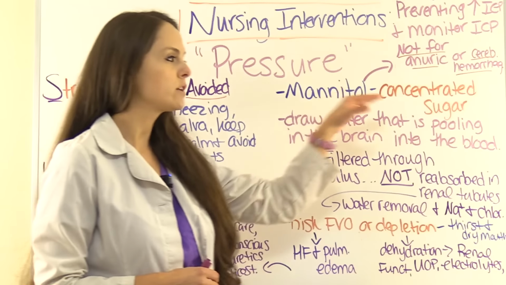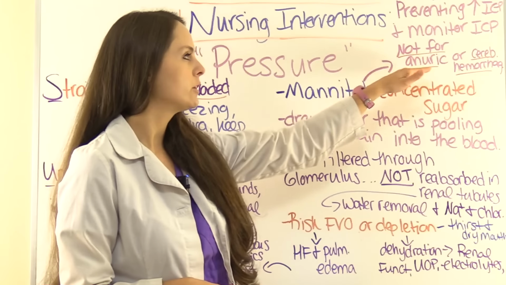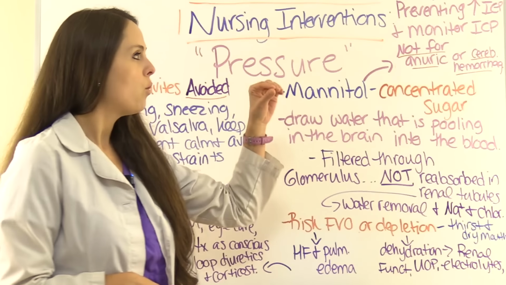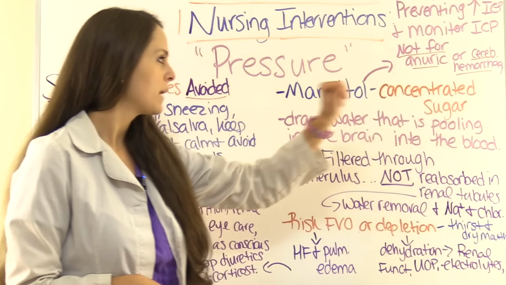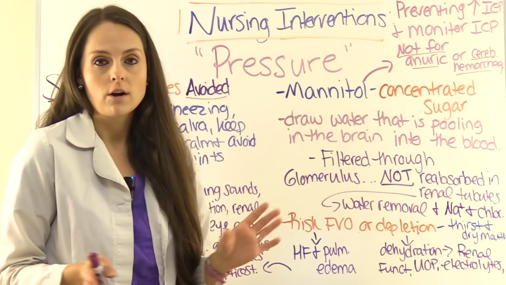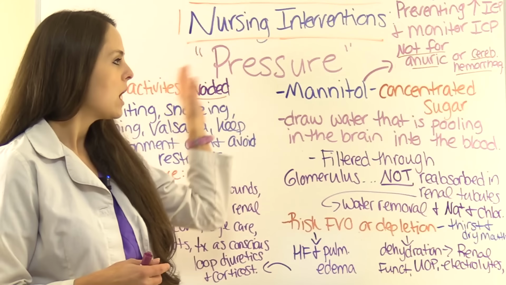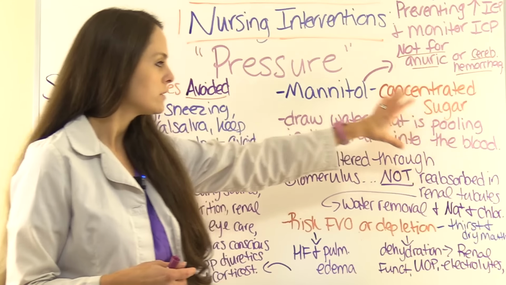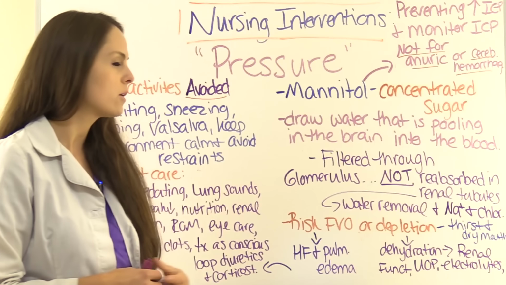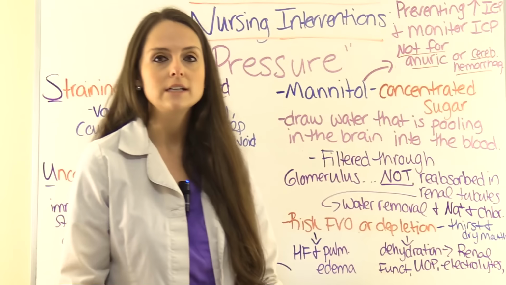Mannitol is a concentrated sugar, and it's not for patients who are anuric, meaning they're putting out no urine, or they've had like a cerebral hemorrhage. And what mannitol does is it enters the blood and it's very concentrated. And because it's so concentrated, it causes the water, the swelling that's been pooling in the brain, to be pulled into the blood so we can excrete it out through our kidney. So it's going to help us dehydrate the brain and decrease that brain swelling, which is going to decrease intracranial pressure.